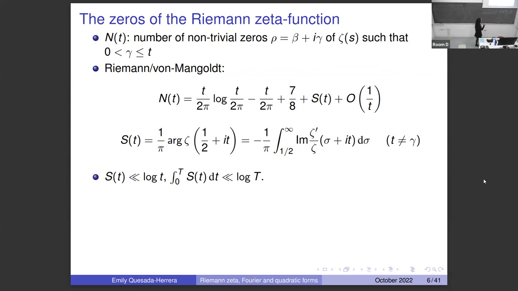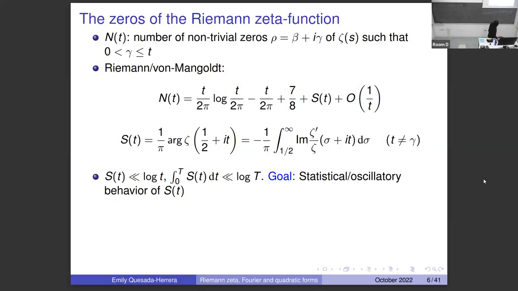So this means that it has a lot of oscillation and cancellation. So that means that if we want to understand the distribution of the zeros, we really need to understand the oscillatory and statistical information of this function S. So this is our goal: to obtain some statistical and oscillatory information on the function S of t.